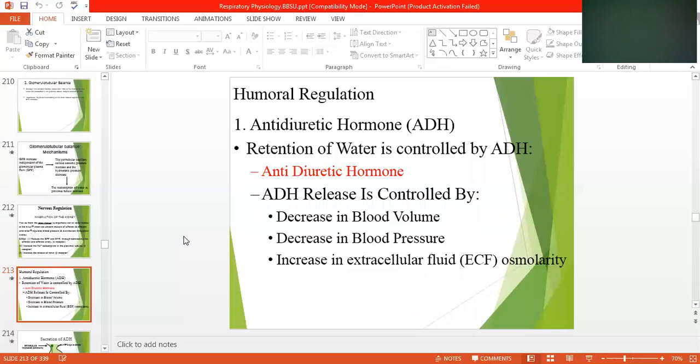Hormonal regulation is also there. Antidiuretic hormone, ADH, as we have discussed previously: retention of water is controlled by the ADH. Antidiuretic hormone release is controlled by the decrease in the blood pressure, increase in the blood pressure, increase in the extracellular fluid osmolality. These three phenomena are controlled by the ADH, antidiuretic hormone.